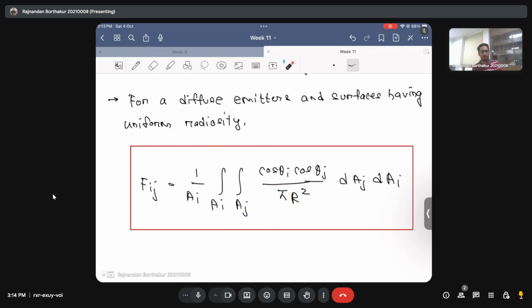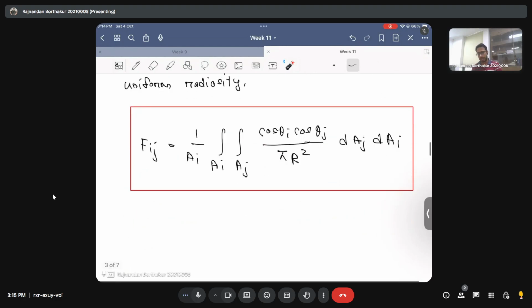I'll not show the derivation, but I believe it has been done in the lecture videos of this week. But just to give you an idea why the surfaces are assumed to be diffuse emitters: you are assuming that the intensity of radiation is nothing but the emissive power divided by pi, and from there, doing certain simplification, you can form this definition of view factor, as you can see.